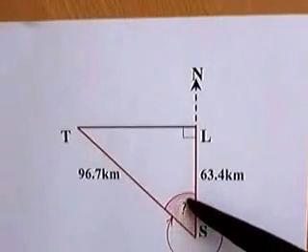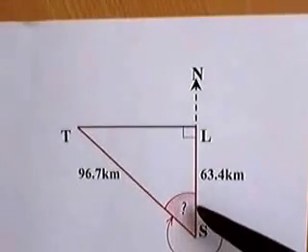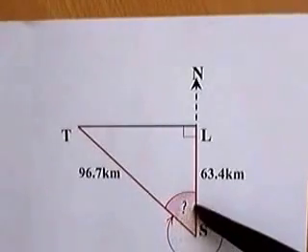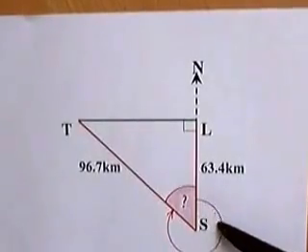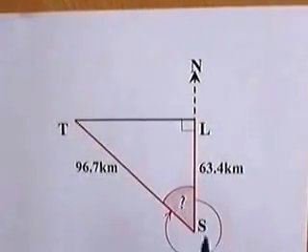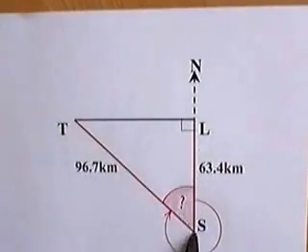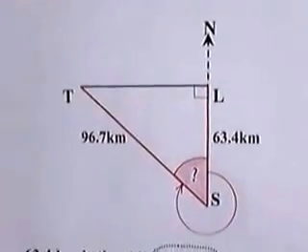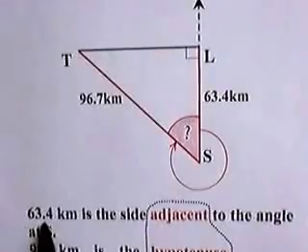If we can find this angle in here, then all we need to do to find the bearing is to take this angle away from 360 degrees, and we will have found the bearing of the tanker from the ship. Okay, so we need to find out what's the relationship of this side to this angle, what's the relationship of that side to this angle, and we can do it like this.